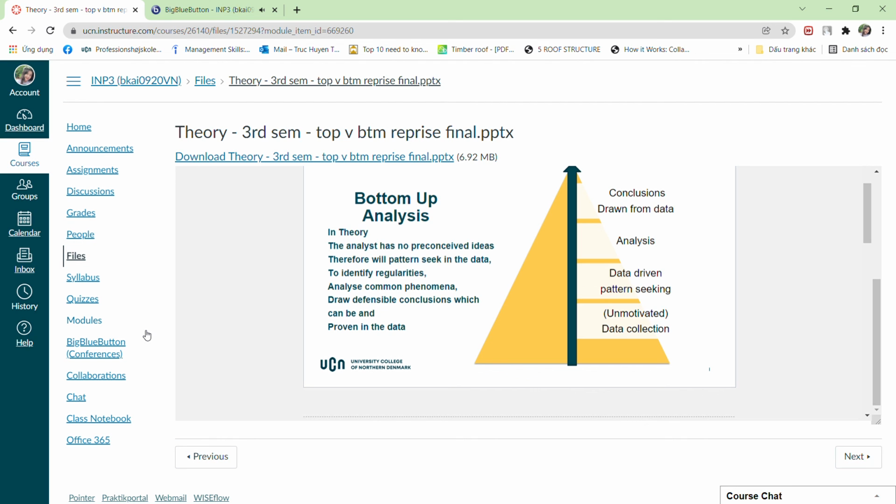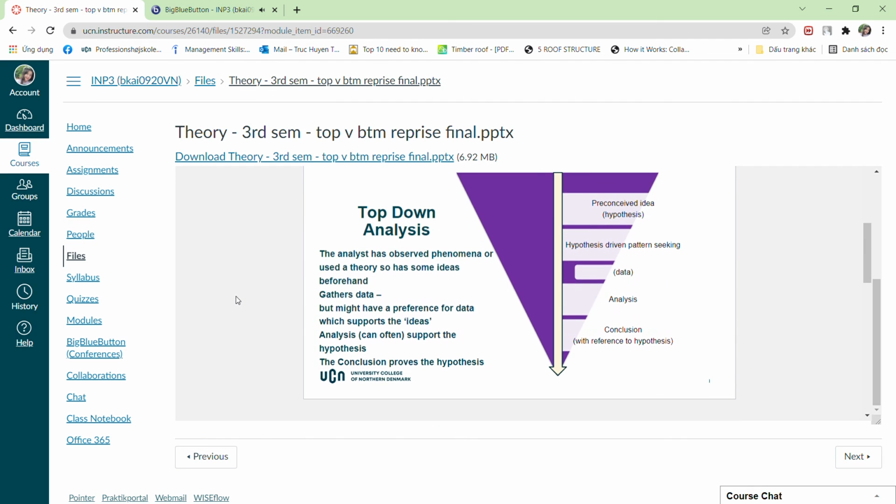And then we have this top-down analysis. This is what we've talked about. In top-down analysis, the scientist starts with preconceived ideas. They start with ideas that come from their theory, the theory which explains and predicts. And because they have an idea beforehand, they then gather data, and that is a good thing.